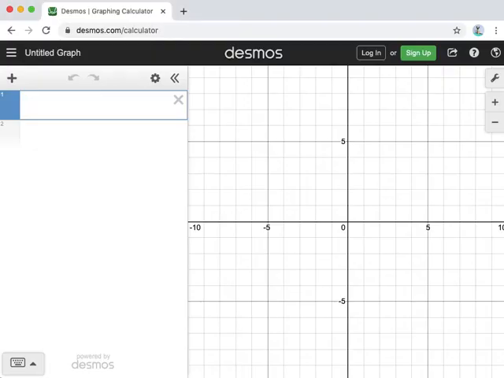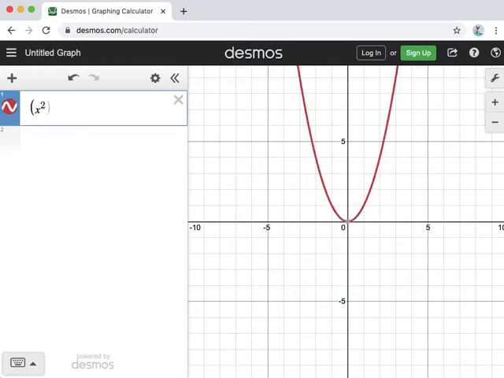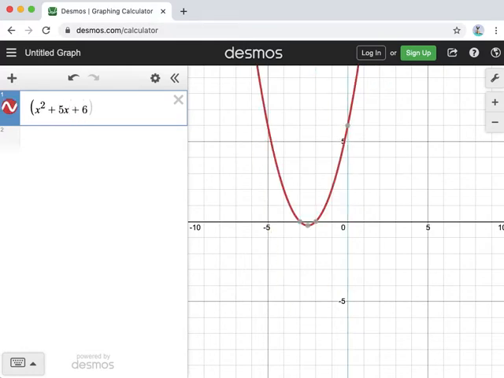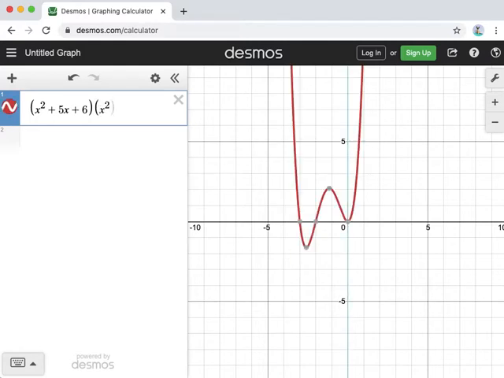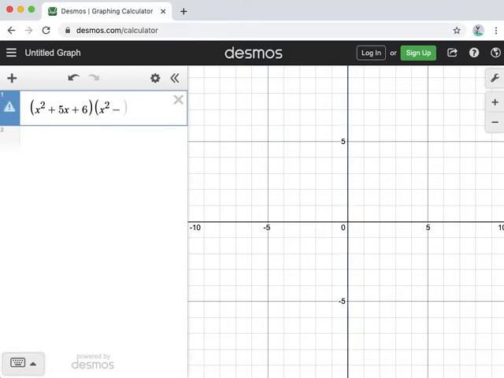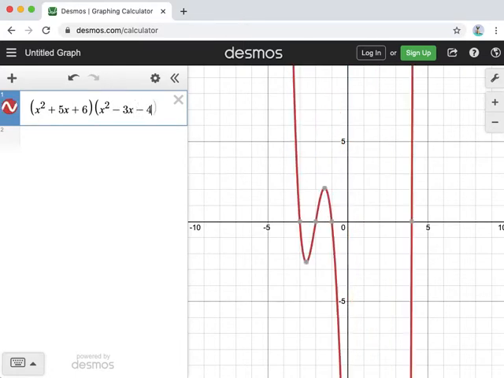Our graphing program we're going to use is going to be Desmos. So we'll type in our problem. It was x squared plus 5x plus 6, and then we had x squared minus 3x minus 4. So this is what we get.